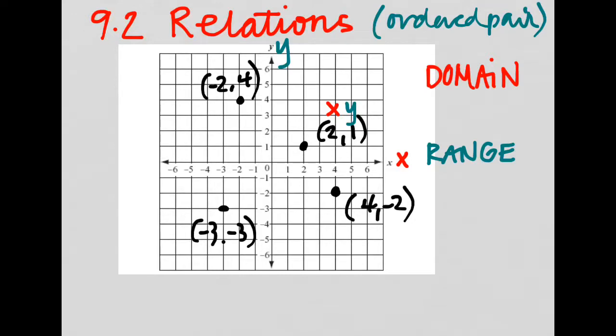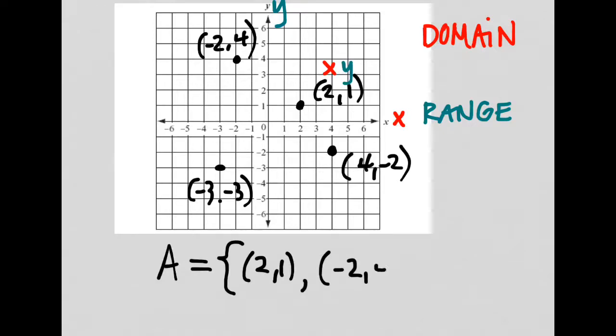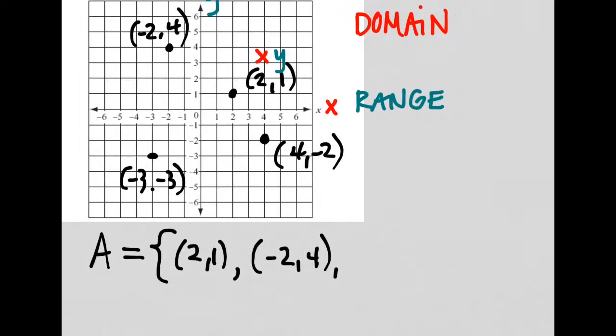We could write all 4 of these points as a relation. We could call it relation A, and it equals all 4 of these points. Now we're going to list them in a bracket. We'll say (2, 1), put it in its ordered pair, and then use a comma. (-2, 4), and then a comma. (-3, -3), and lastly (4, -2). So all this means is, I've got these 4 points, and they're all in relation A, and this is how you plot them up there.